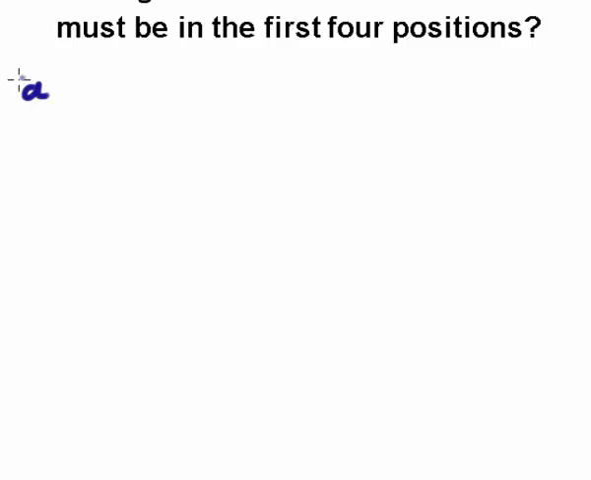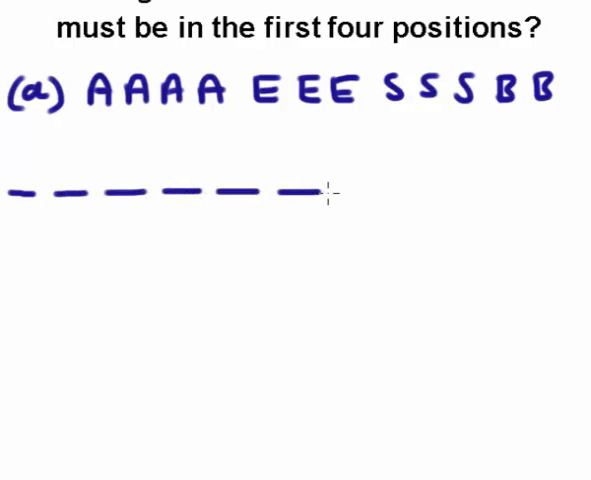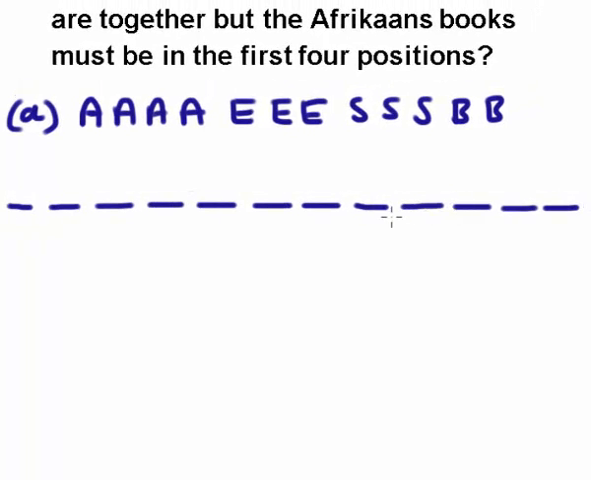So in number A, basically what we've got is 4 Afrikaans books, 3 English books, 3 science and 2 biology books, and they must be arranged on a shelf in any order that you like. So let's see, it's 1, 2, 3, 4, 5, 6, 7, 8, 9, 10, 11, 12. So we've got 12 positions on the shelf, and if we look from left to right, we can put a book in that first position, a book in the second, third, fourth, all the way down.